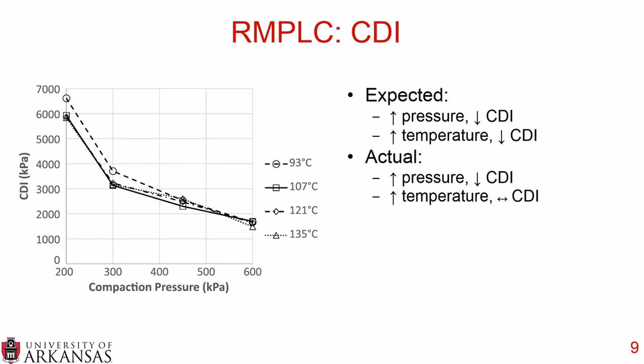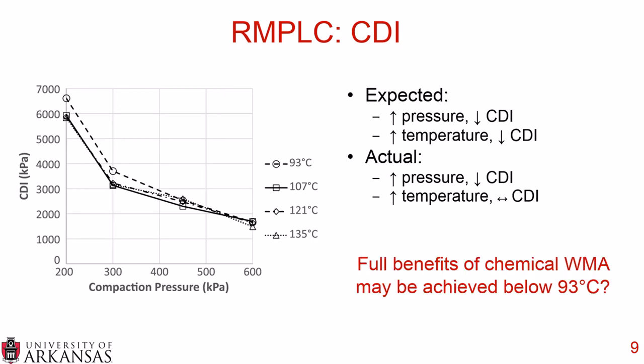As we got to lower compaction pressures, the 93 degrees Celsius did start to separate a little bit, which is what we expected. However, it was not statistically significant. And one of the things we thought of, because this is a chemically modified warm mix asphalt, we were wondering if the full benefits of the chemically modified warm mix asphalt would not be seen at these temperatures, and maybe we even needed to go a little cooler. So that was something that we thought we could potentially look at in future research.